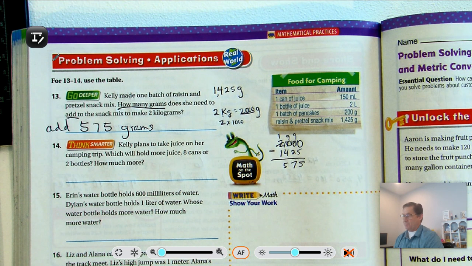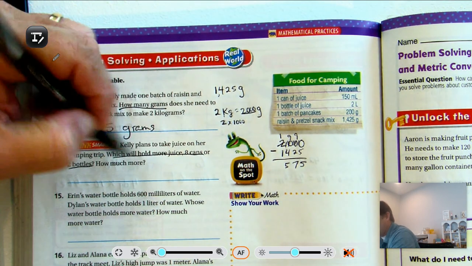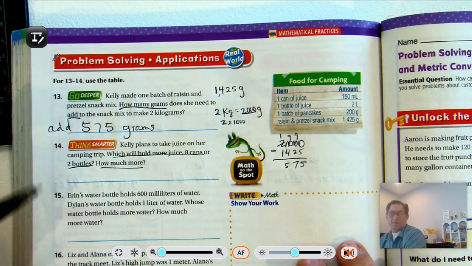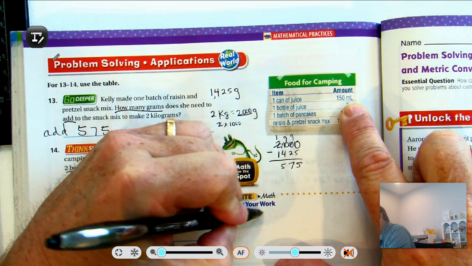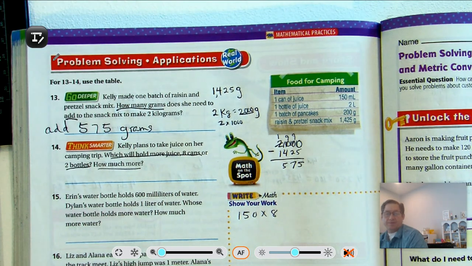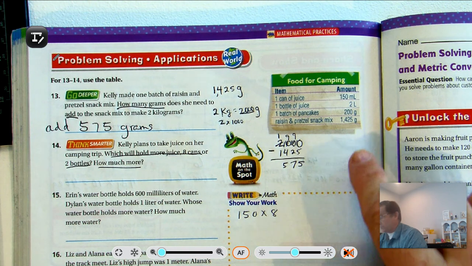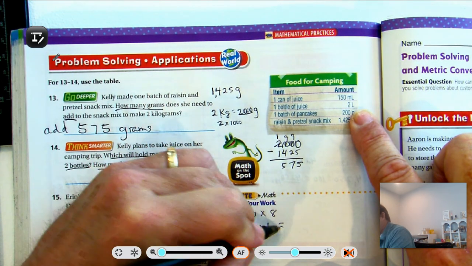14. Kelly plans to take juice on her camping trip. Which will hold more juice, 8 cans or 2 bottles? And then how much more? 8 cans would be 8 times 150, or 2 bottles, which is 2 times 2 liters.